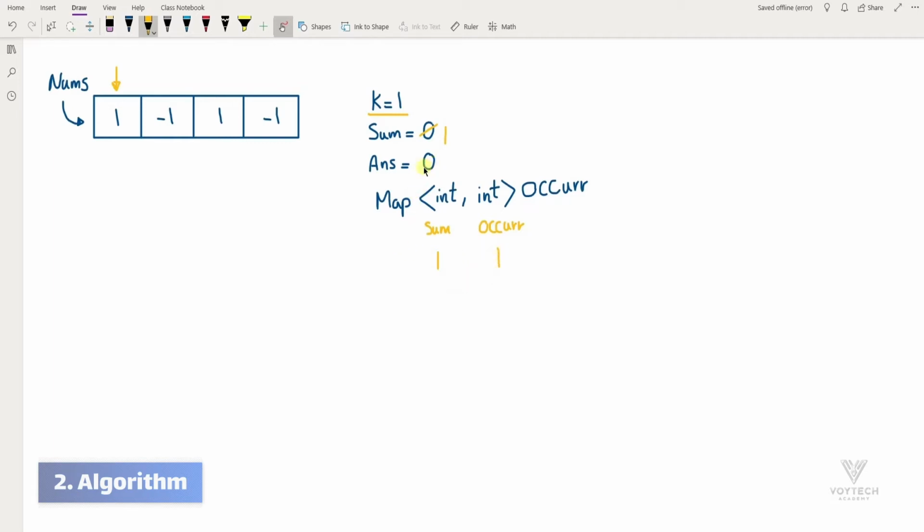And the answer that we are looking for, the way that we calculate that is that on each cell of the array, we calculate sum minus k, and then we check our map. If we have any occurrences of sum minus k, then we add that to the answer.